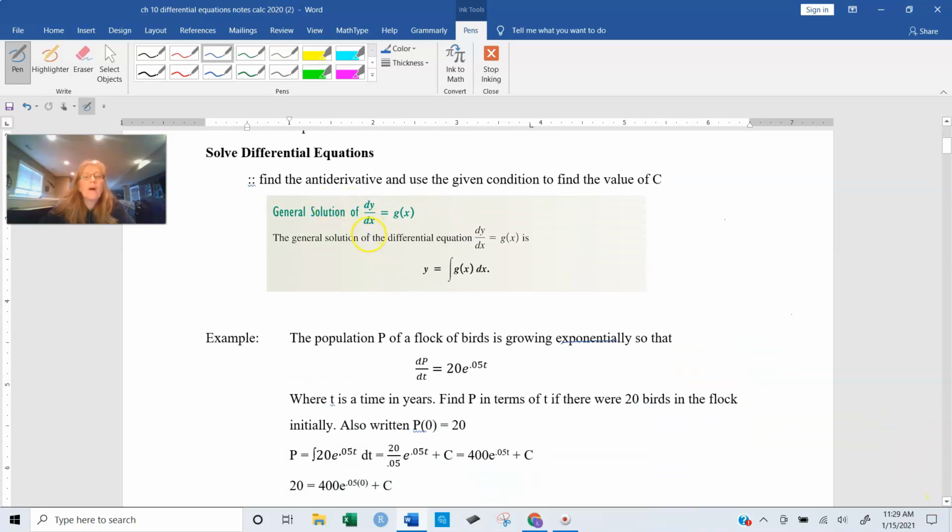Okay, the first part is just a review. Remember, the derivative of y of x is equal to g of x. So in order to find y, you have to take the antiderivative. Nothing unusual. Now let's start off with our story problem.